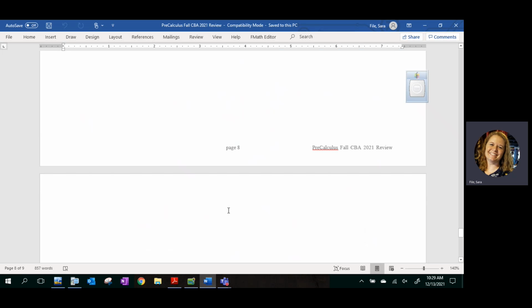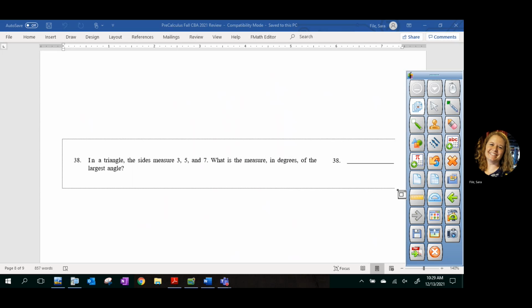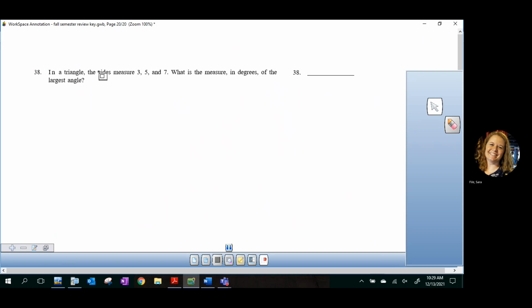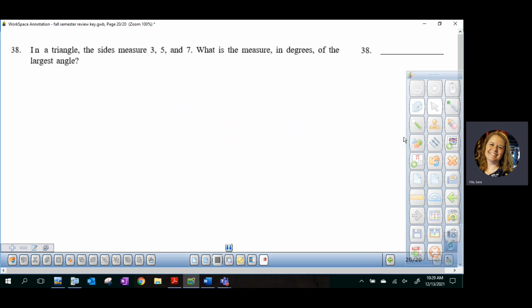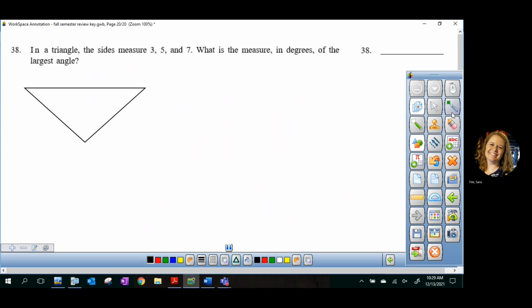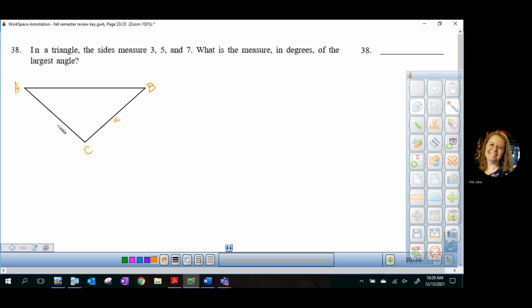Is 38 the last one? Yeah. All right. So last one here. We are again given the sides and asked to find the measure in degrees of the largest angle. Let's label what we're given. It doesn't matter what's A, B, and C because they didn't tell us. So 3, 5, and 7.